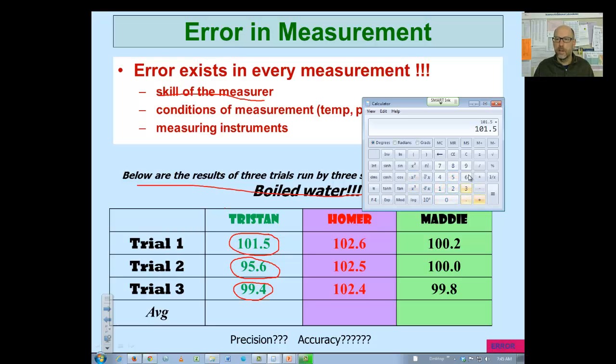101.5 plus 95.6 plus 99.4 equals 296.5. We have to divide by 3 because he did it 3 times. So his average was 98.83.